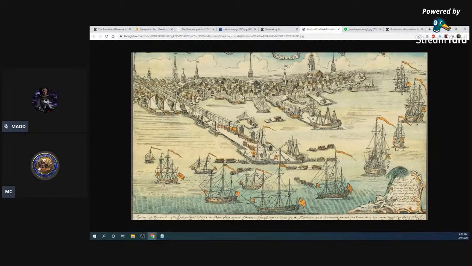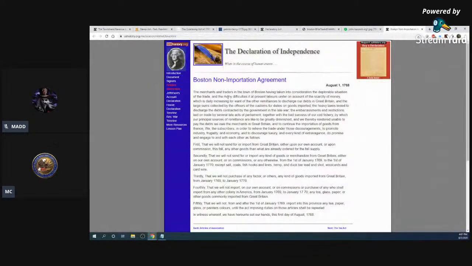Now, the people in Boston, they don't revolt yet. They're not ready for a fight. But what they do is they all get an agreement together, and then they get the colonies to agree on an embargo against Britain, against the home country.